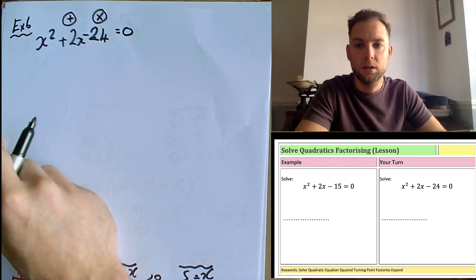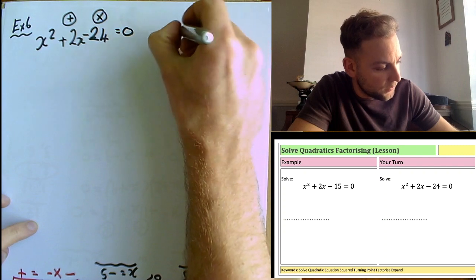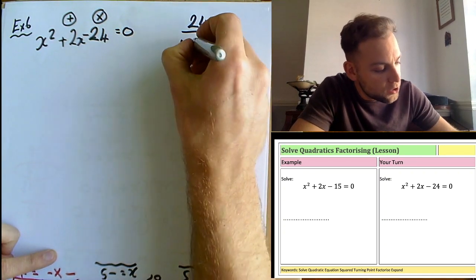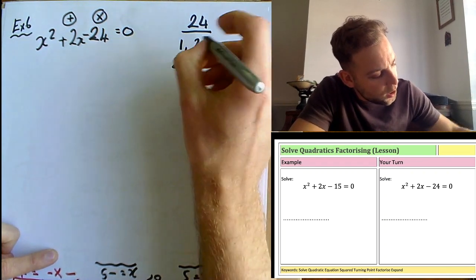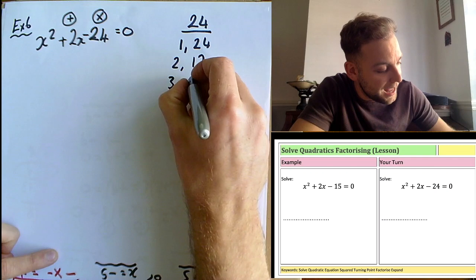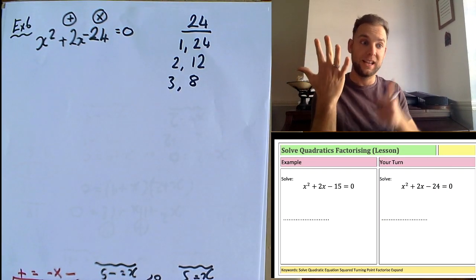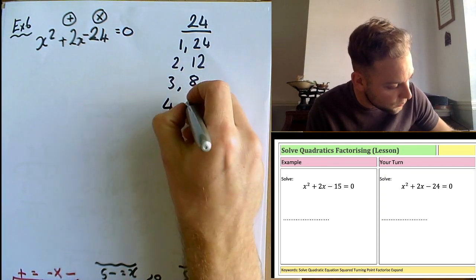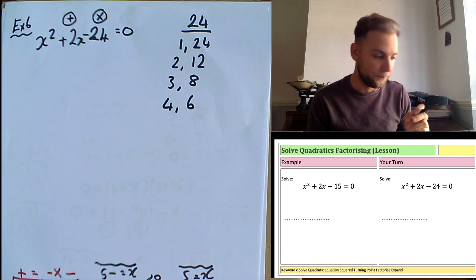So with this one, the factors of 24, now this is quite difficult because there's loads of factors of 24. So 1 and 24, 2 and 12, 3 does also go into it 8 times, 3, 6, 9, 12, 15, 18, 21, 24. 4 also goes into it 6 times. 5 doesn't, but then we're back to 6, so I can stop there.